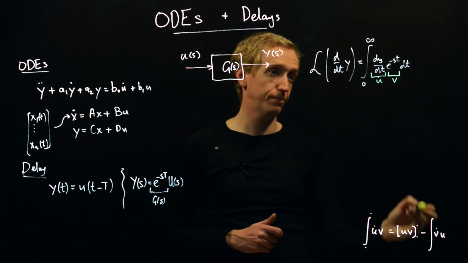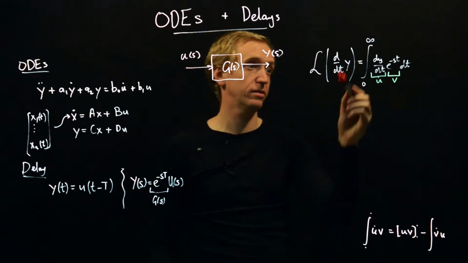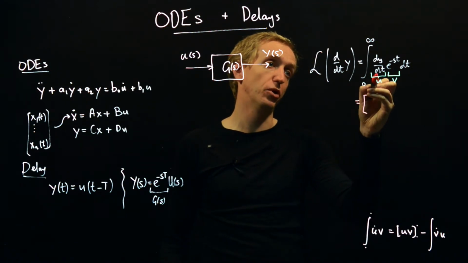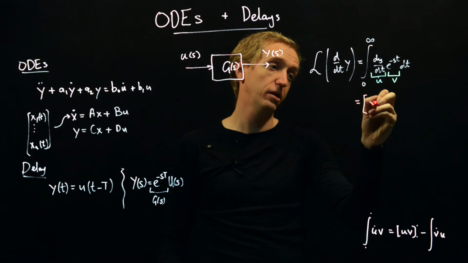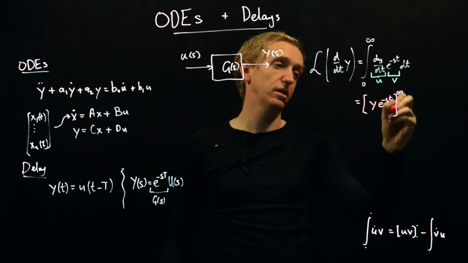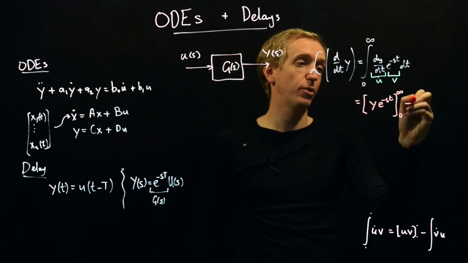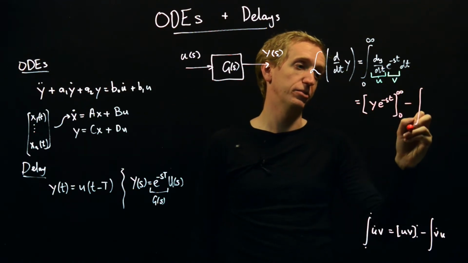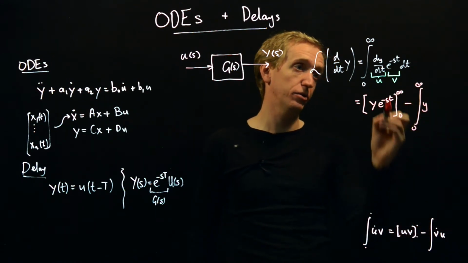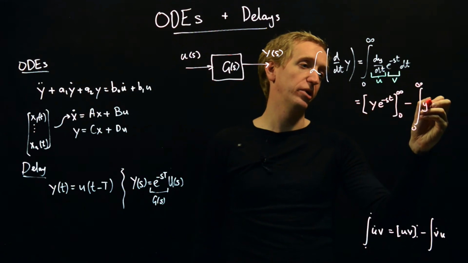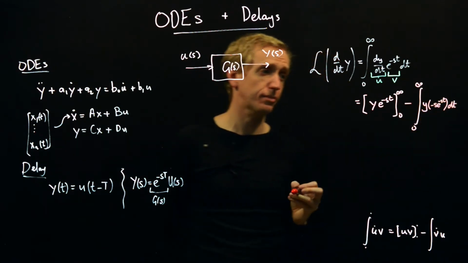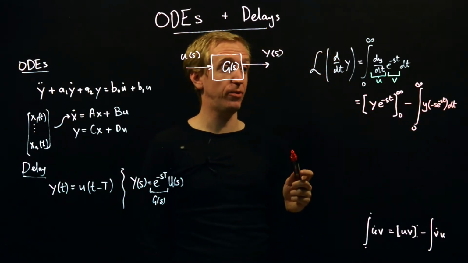So applying this integration by parts rule, we see that this integral is equal to, well, if u dot is dy dt, then u is just y, and v is e to the minus st, and this is evaluated at the limits of our integral. From this we subtract the integral from 0 to infinity of y, and then v dot, we differentiate this with respect to time and we get minus s e to the minus st dt. Okay, so we're almost there. We just need to simplify this down a little bit.